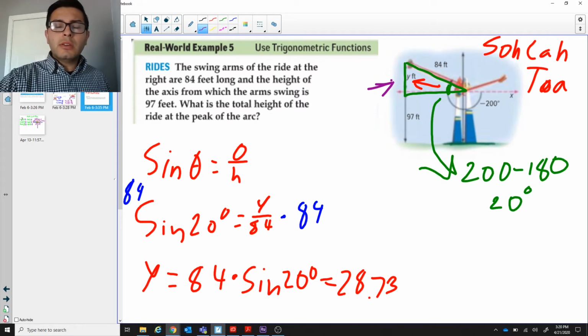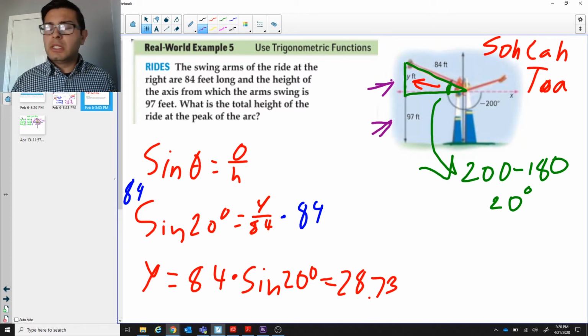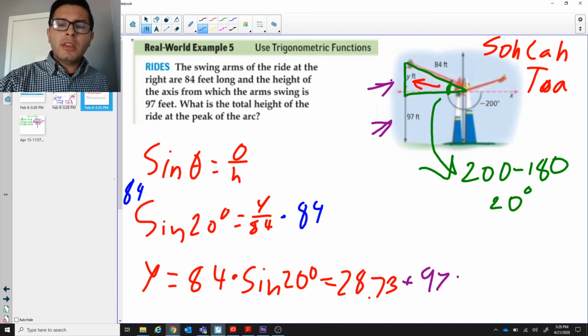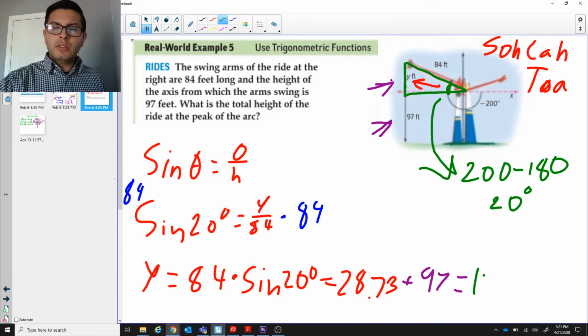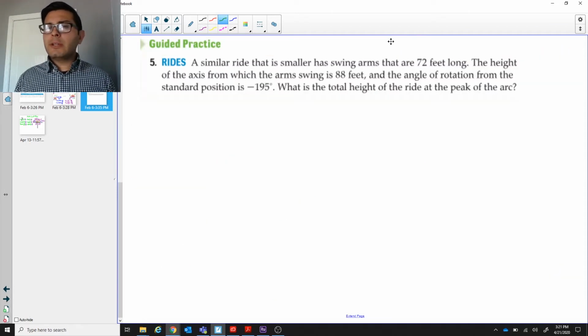So we know that the regular height is going to be 97 feet. So when we add on that 28.73, what do we get? So we're just going to add these two values together, plus 97, and we get 125.73 feet tall. Now give this guided practice a shot.